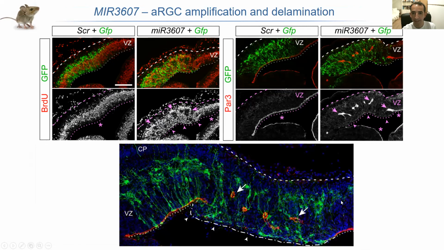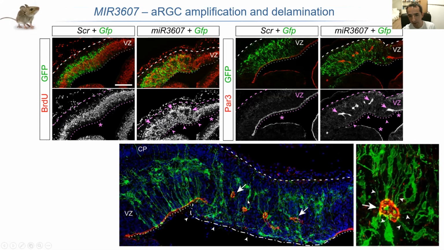Now, indeed, when we looked in detail at the morphology of these electroporated cells, when we expressed microRNA 3607, we found that this apical side of the cortex, this part 3 staining, was localized within the parenchyma, forming actually these little circles around which we would find the radial glia cells still with their normal morphology, but now acquiring kind of a cartwheel organization.